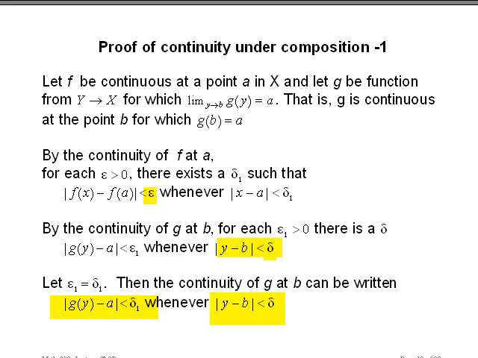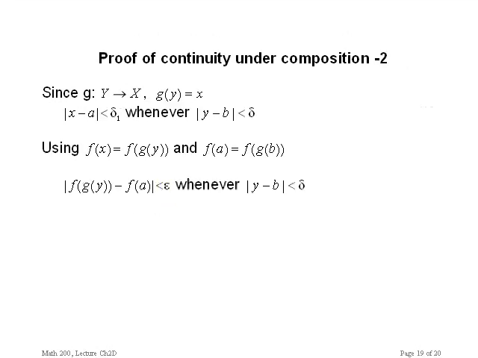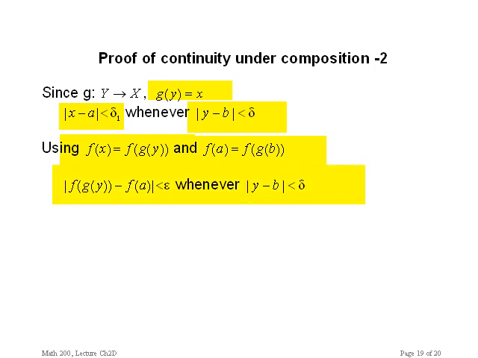Epsilon 1 can equal delta 1. It can equal any value it wants, and I can always find some delta. Now because g is continuous, it's a mapping from y into x, I can write this as x minus a is less than delta 1 when y minus b is less than delta. This is the result I was looking for: by definition of continuity, f of x is f composed with g of y, because of composition. I assign that as the endpoint, and here I have my final result in terms of epsilon and delta.